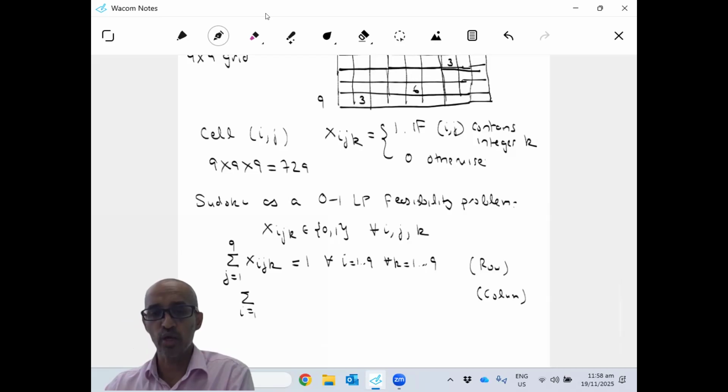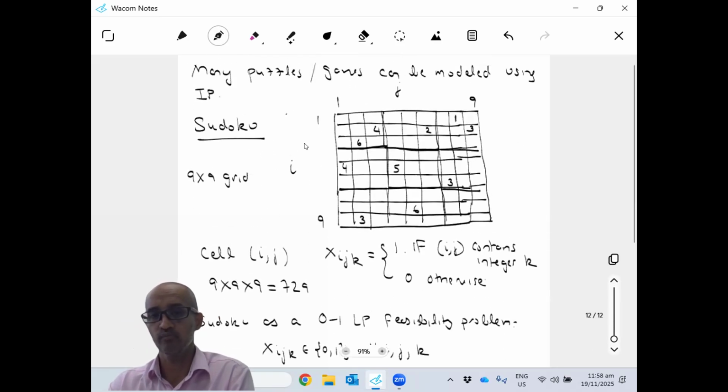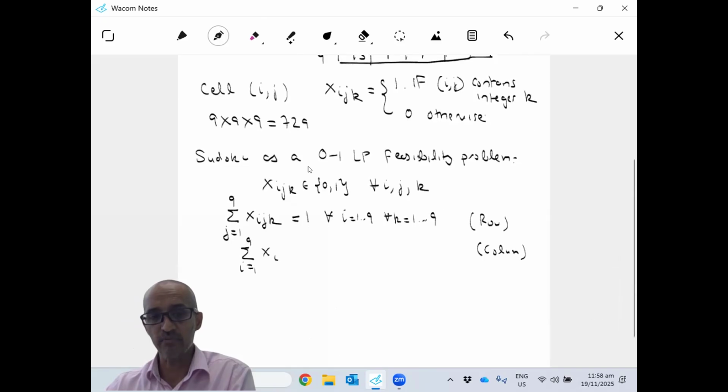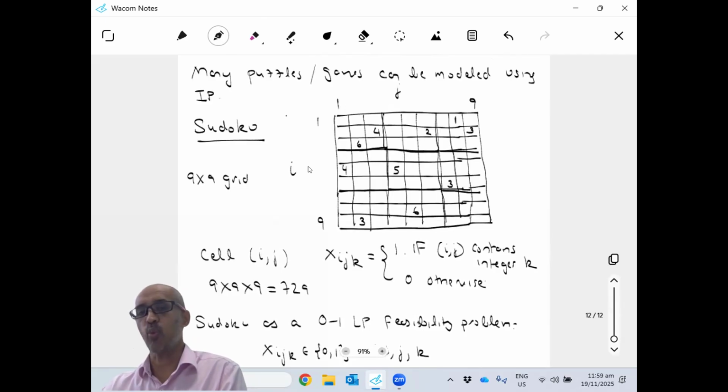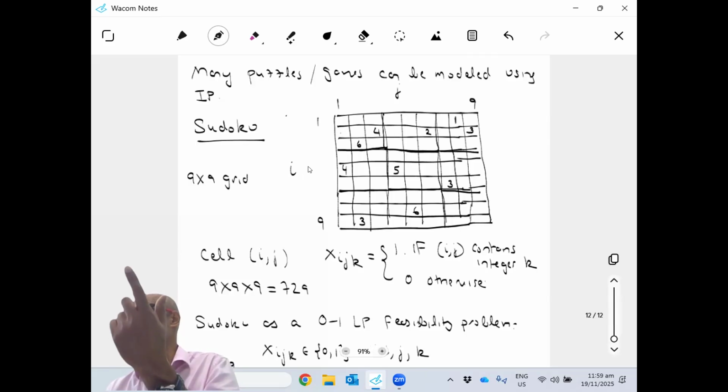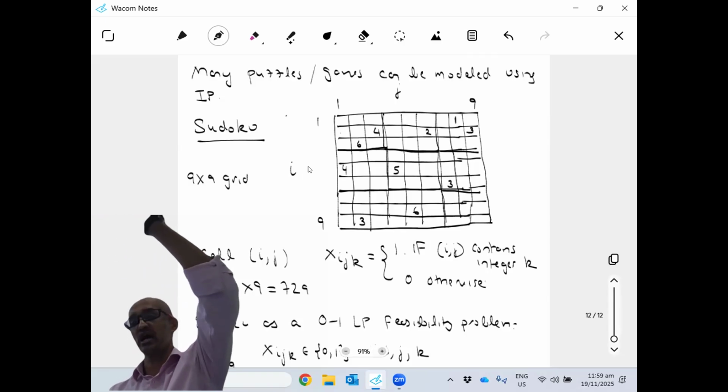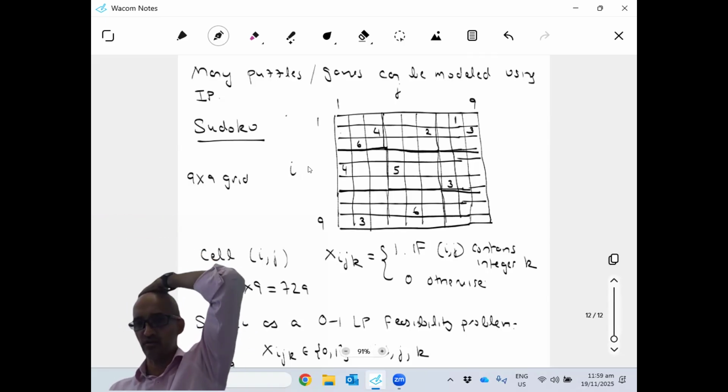Similarly, I can do it for a column. Summation over i going from 1 up to 9 along a particular column, xijk equal to 1 for every j from 1 to 9, k from 1 to 9. So for example, x111 plus x211 plus x311 plus x411 plus x511 all the way up to x911 equals 1. One of them has to become 1, which means wherever that 1 is, that's where I'll put the number 1.